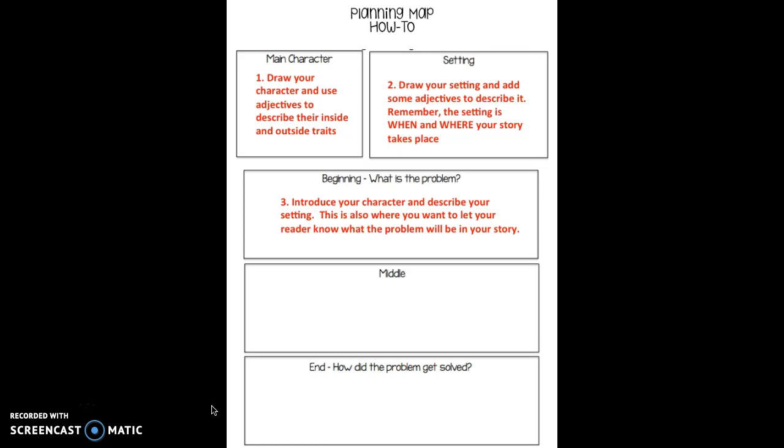Remember, boys and girls, the problem doesn't have to be big. It can be very small, as long as it's interesting to your reader. In the middle box, you want to draw some examples of the events that will take place in your story. You will want to use details and transition words to help your reader understand your story.